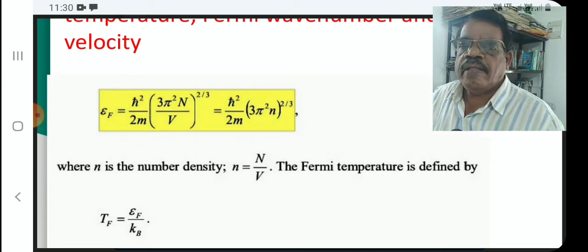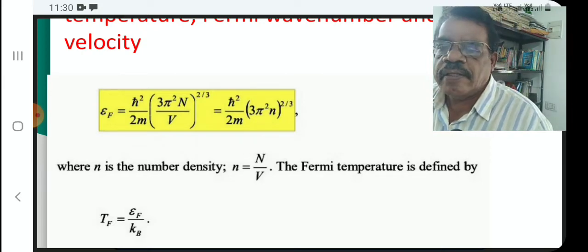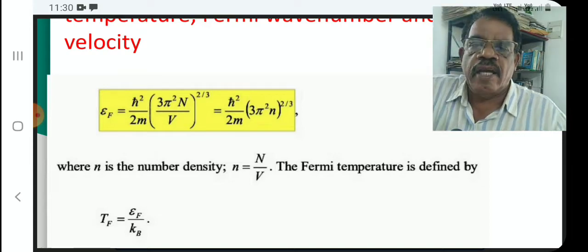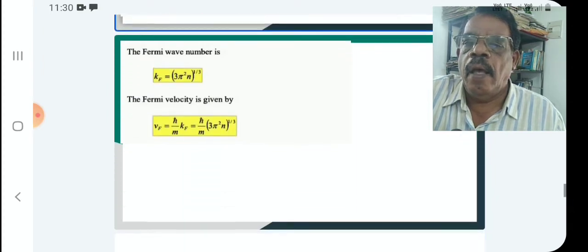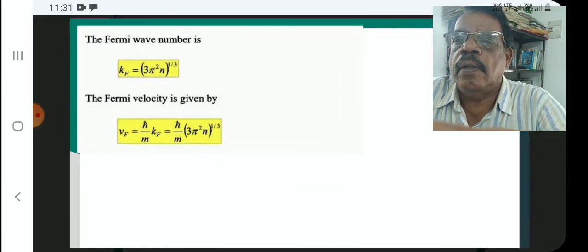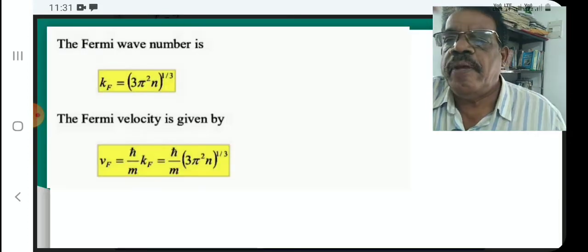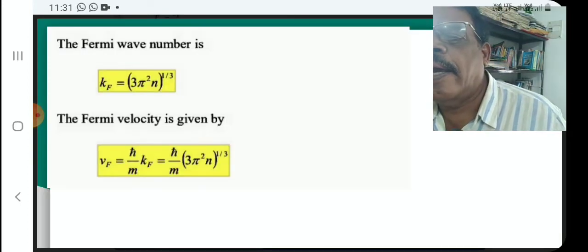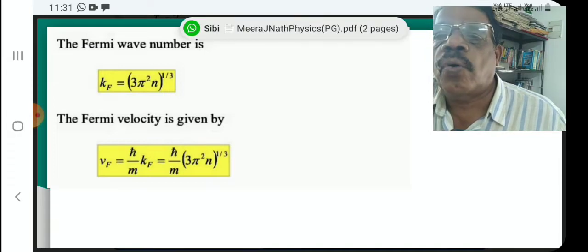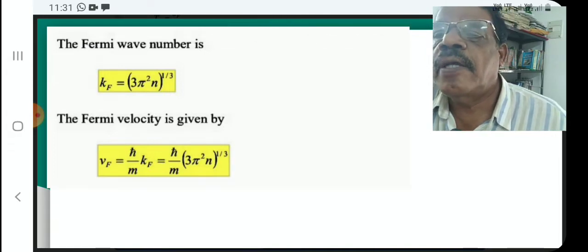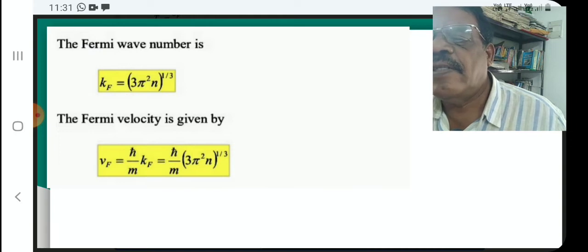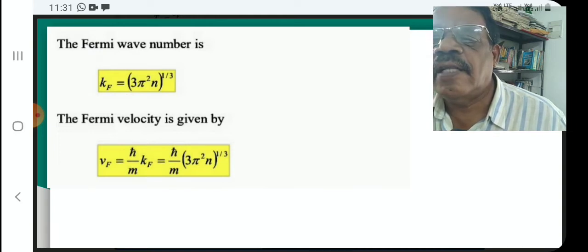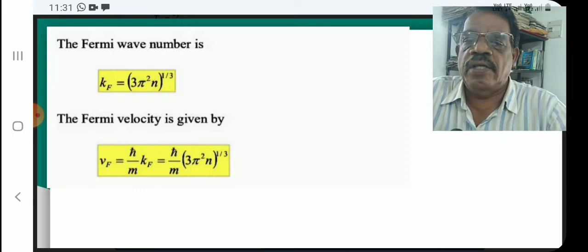The Fermi temperature is given by TF is EF by kB, where kB is small k, Boltzmann's constant. And now the Fermi wave number, kF is 3 pi square n raised to 1 by 3. Remember 1 by 3. The Fermi velocity is given by vF is h cut by m kF, that is h cut by m into 3 pi square n raised to 1 by 3.